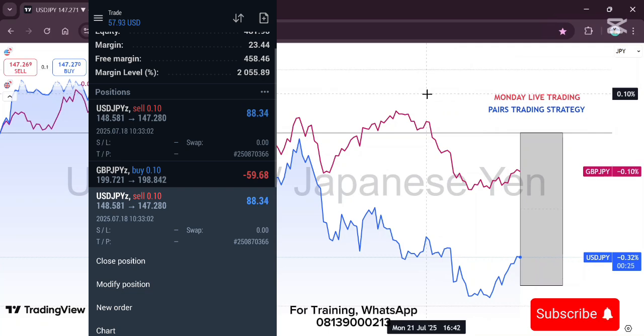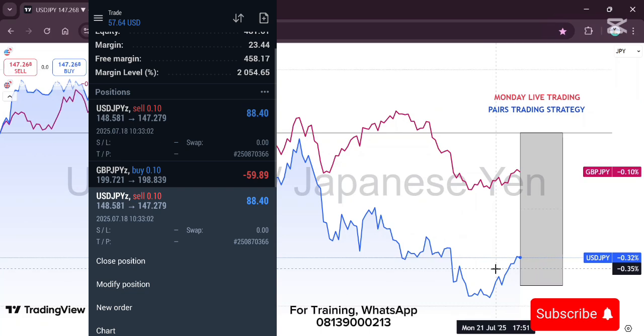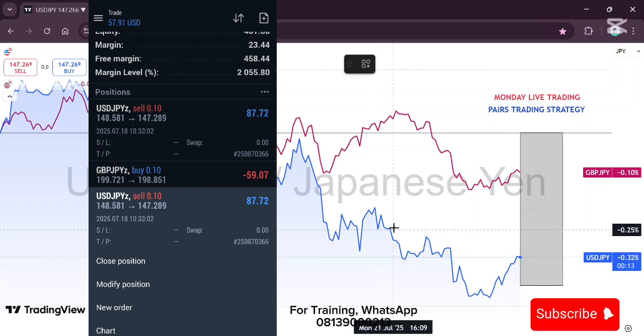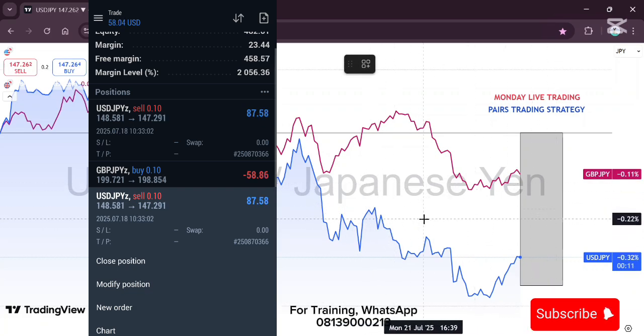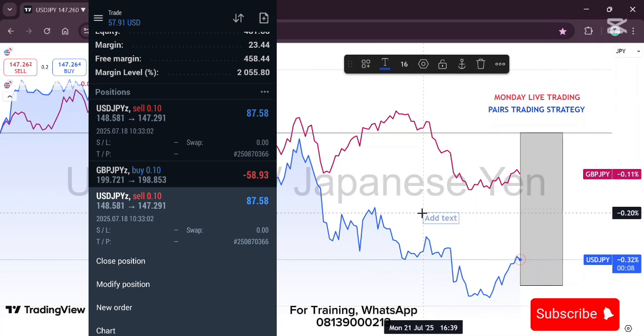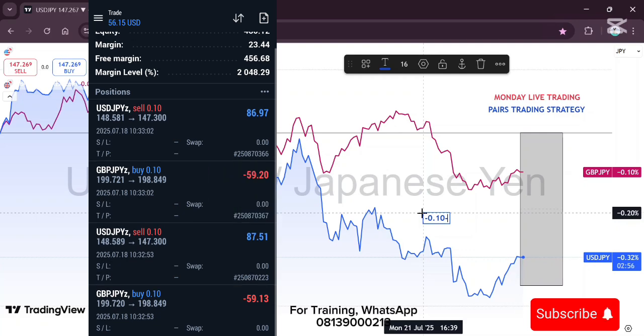Okay, so this is the trade. As you can see, I'm running on profit on USD JPY, and the GBP JPY sell is on negative. The way we do it in pairs trading is that we subtract the loss from the profit, right? So we always make more profit than the loss. That is why it's pairs trading, right?